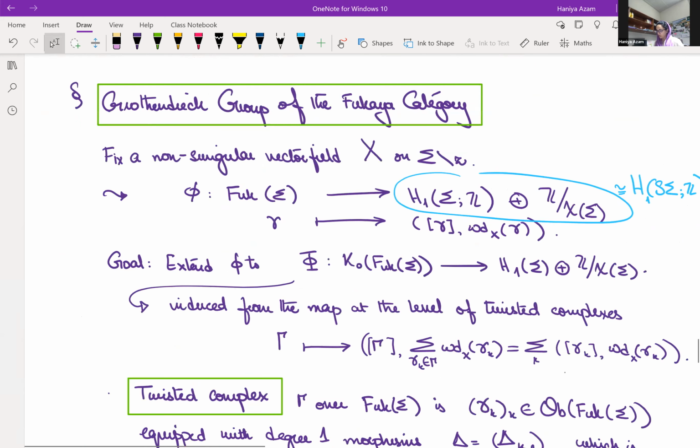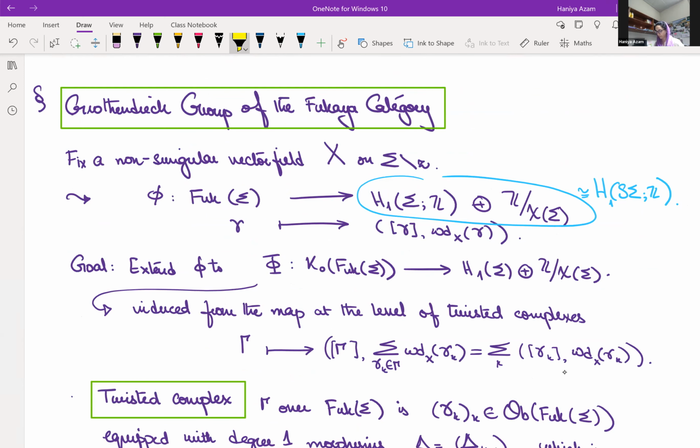All right, so we fix a non-singular vector field on the surface, which means you are only allowed one singularity, which is the small z over here. And you can define a map with the help of this vector field, from the Fukaya category of the surface to, this blue is just the first homology group of the sphere bundle over sigma, which is our surface. But if this is unfamiliar, you can just look at the splitting that this has. So it's the first homology group of the surface. Depending on the genus, it's generated by these 2G curves.